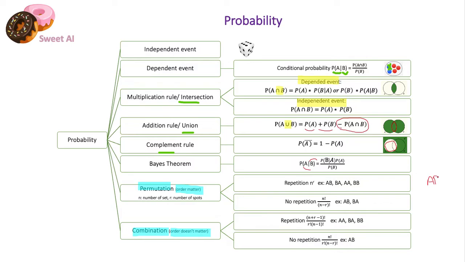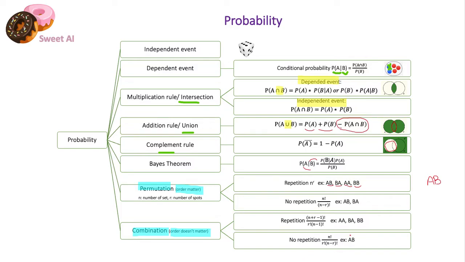If we want to get the permutation of A and B, we can get AB, we can get BA, and if repetition is allowed, we can get AA and BB. But for the combination, the order does not matter. So AB and BA are both the same. So you can also see when we have repetition and when we have no repetition. For permutation with repetition, we can have AB, BA, AA, BB. And when repetition is not allowed, we can have only AB and BA.